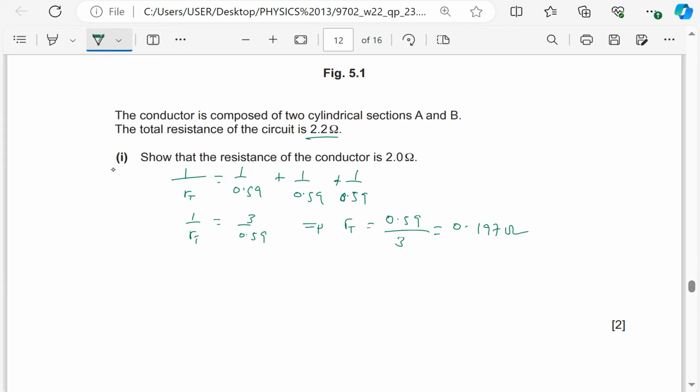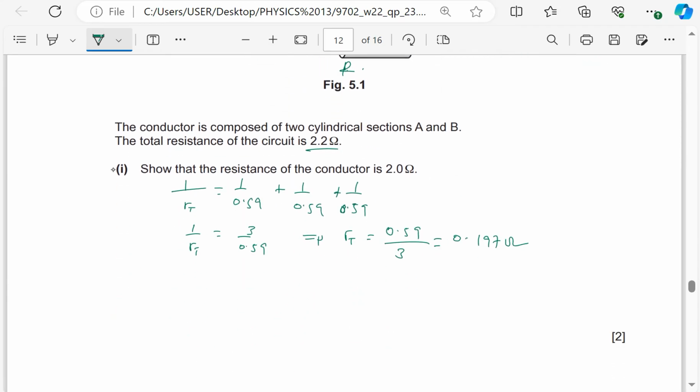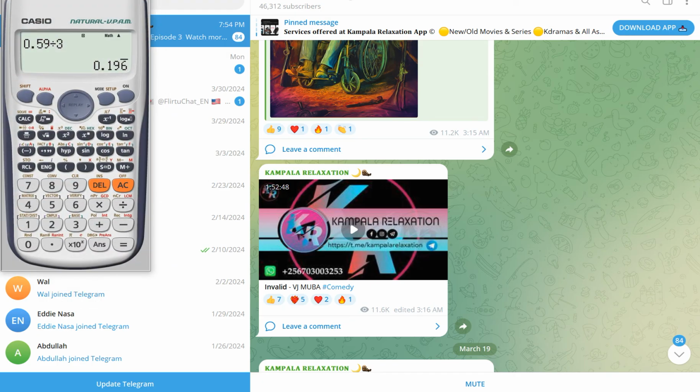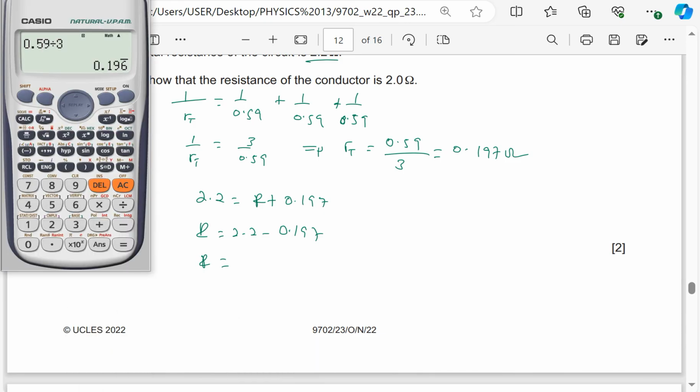That's the total internal resistance. Then that total internal resistance should be added to the resistance of the conductor. Let's say it is R. So it means 2.2 should be equal to R plus 0.197. So what is R? 2.2 minus 0.197, which is 1.8.